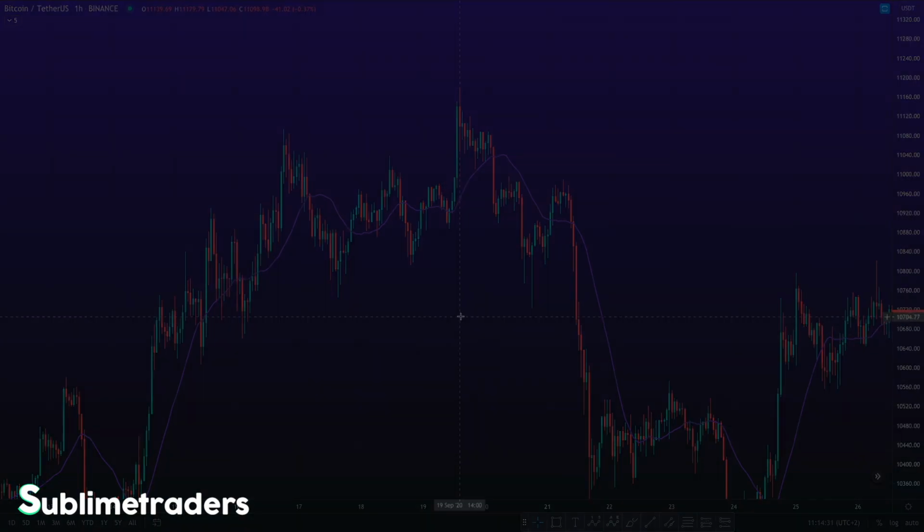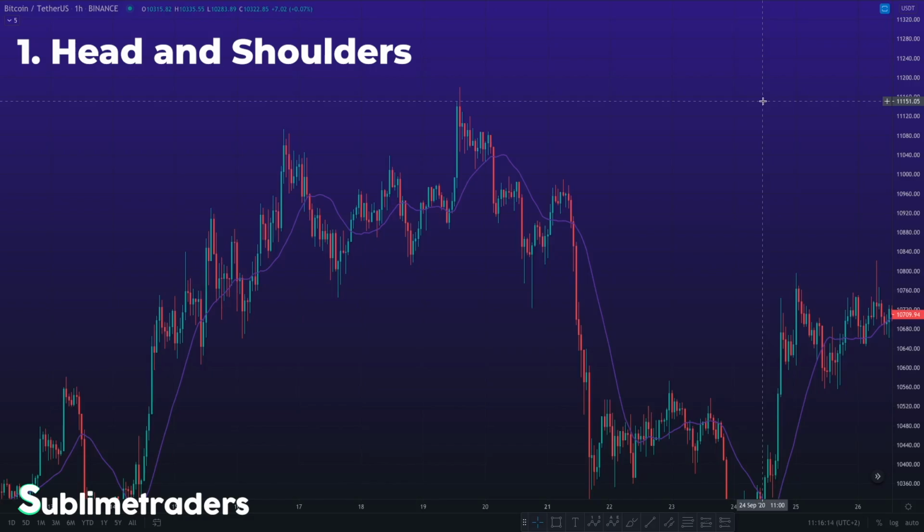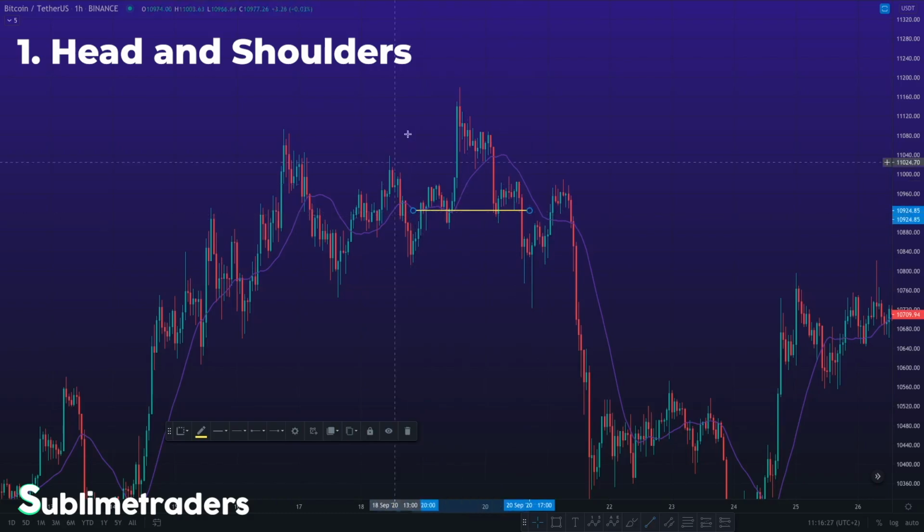So let's start. The first and the most obvious chart pattern would be the head and shoulders pattern, which is a chart pattern with a large peak and two smaller peaks, and it basically looks like a head and shoulders. So it has a neckline that we can see right here. This is the formation I am talking about. This is a head and shoulders pattern. It has a neckline and two shoulders. This is the left shoulder, this is the right shoulder, and this is the head.